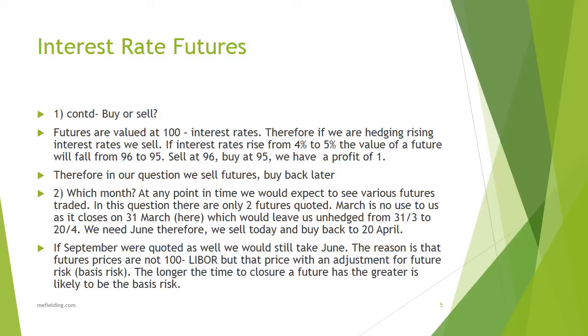If it was a September future, it wouldn't be 15 basis points, 0.15%. It would be much greater. Therefore, we take the future which closes first after we take out the loan. So we take out the loan on the 20th of April and we take the June future, because then we're fully hedged and the basis risk will be a minimum.